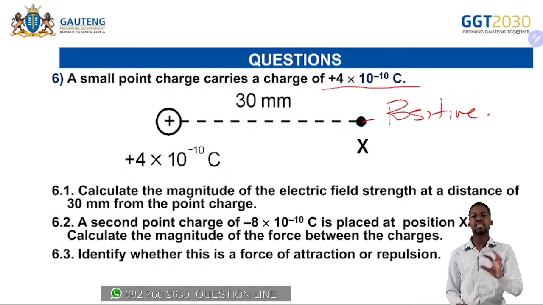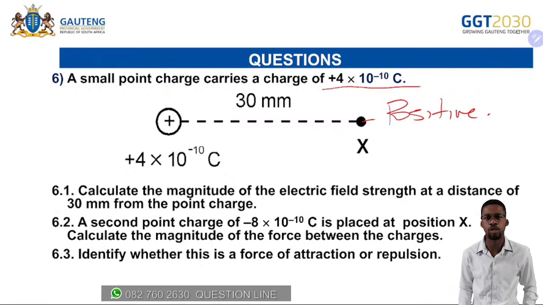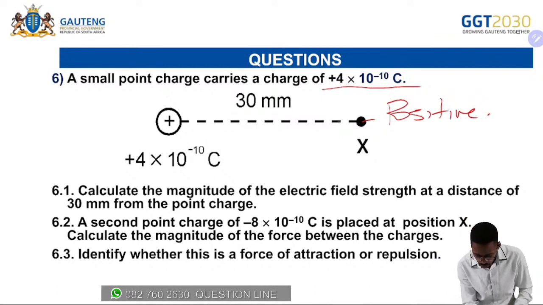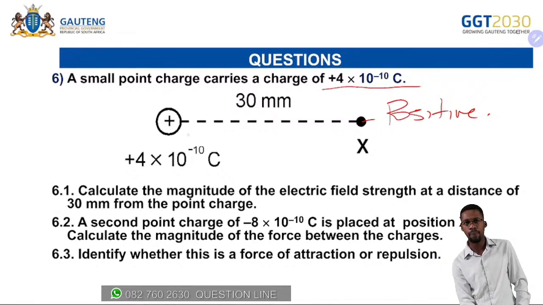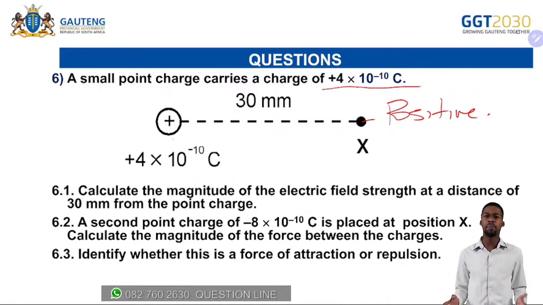Okay? And the exam guideline tells you to use the correct signs. It is the positive charge that is going to emit electric field lines, which are positive. When they interact with this positive charge, what's going to happen? They'll experience repulsion, because positive and positive repel.